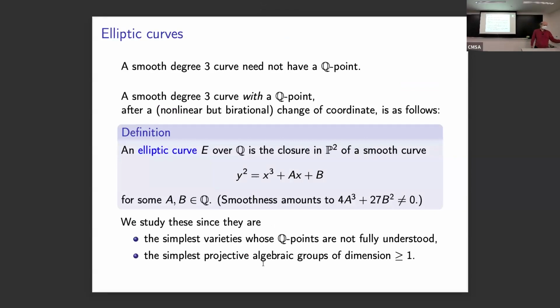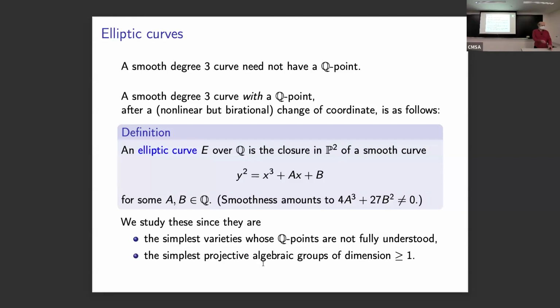Again, I'm going to assume that they're smooth, so non-singular. As happened for degree 2 curves, a smooth degree 3 curve doesn't necessarily have any rational point at all. Unfortunately, there's also no local-global principle that holds in general for these. So it's actually not so easy to decide whether there is a rational point. But for now, let's just assume that there is a rational point on the degree 3 curve.